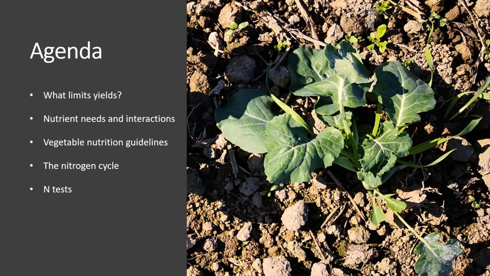Today we will be covering the following topics: what limits a crop's yield, nutrient needs and interactions, vegetable nutrient guidelines, the nitrogen cycle and nitrogen testing. Let's start with what might limit a crop's yield.